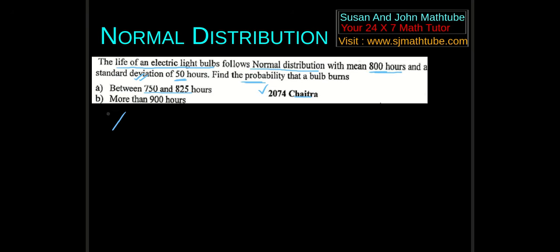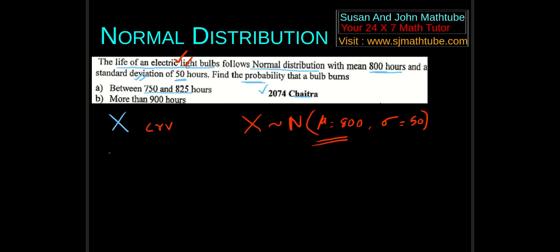So let's start. Let capital X be the continuous random variable associated with the life of the electric bulb. Given that capital X follows normal distribution with mu equal to 800 and standard deviation equal to 50. Clearly this is not the standard normal distribution, because standard normal distribution means mu will be 0 and sigma will be equal to 1.